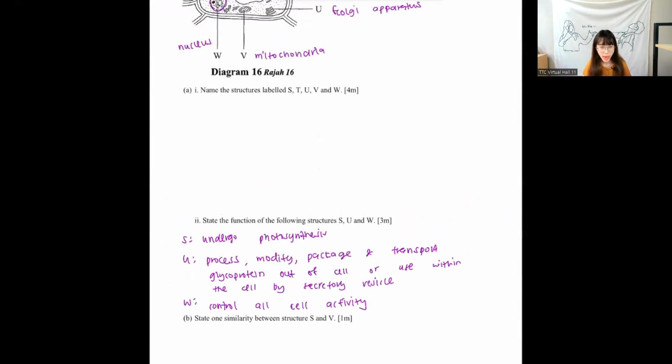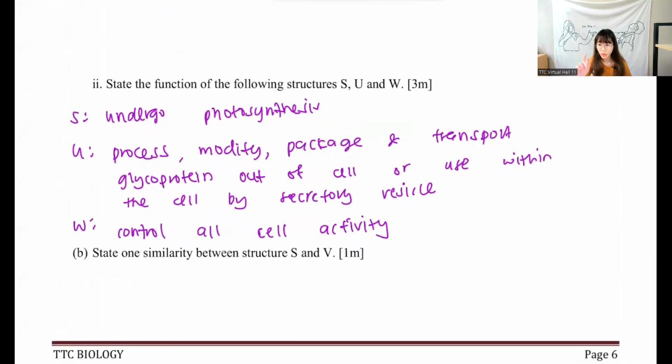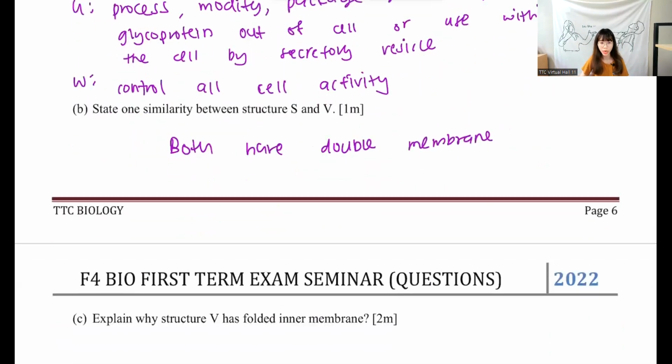State the similarity between S and W. S and W are chloroplast and mitochondria. There's only one similarity, right? We have mentioned it, right? One similarity, you can only write: both of them have double membrane. Very good. Only double membrane as an answer. Whatever you're thinking, energy, organelle, are all wrong. You have to write double membrane. Both have double membrane.